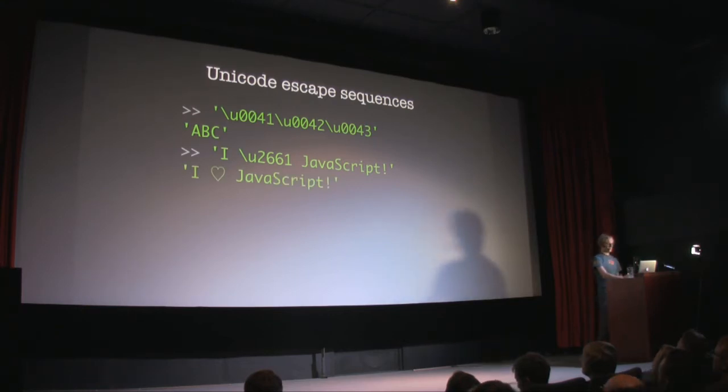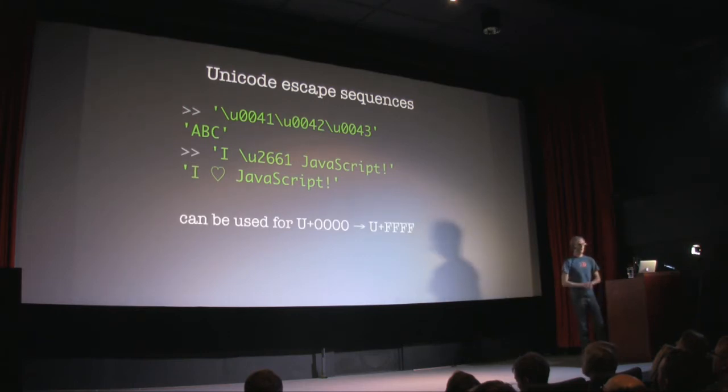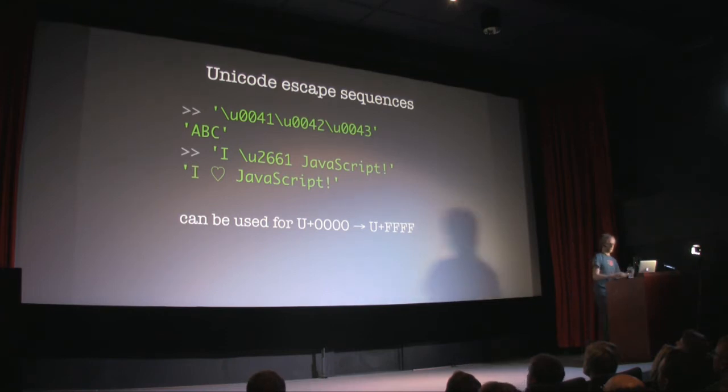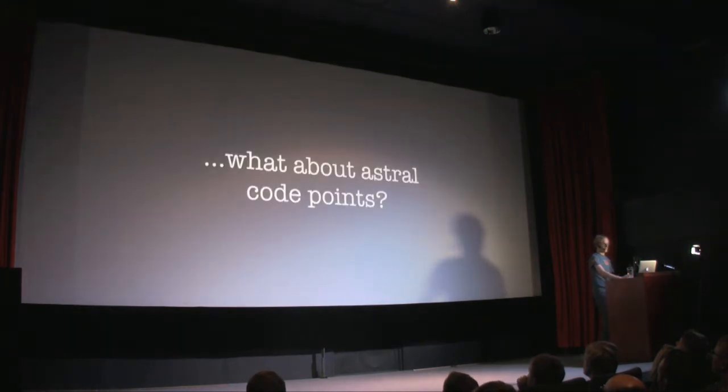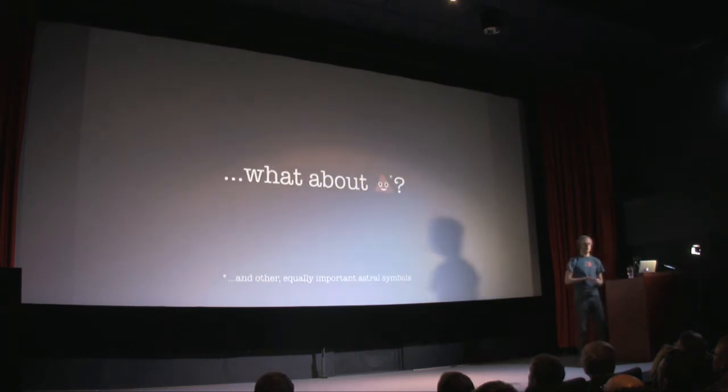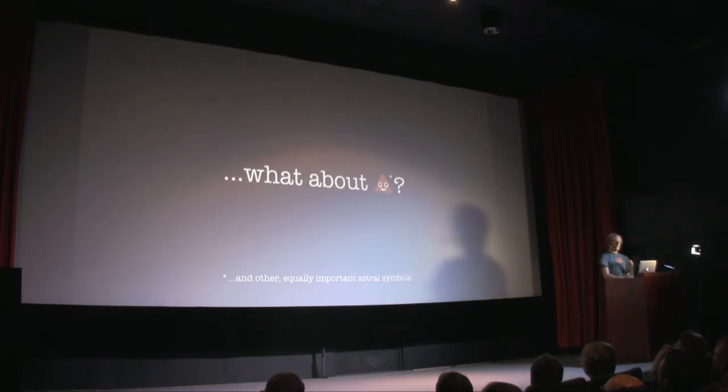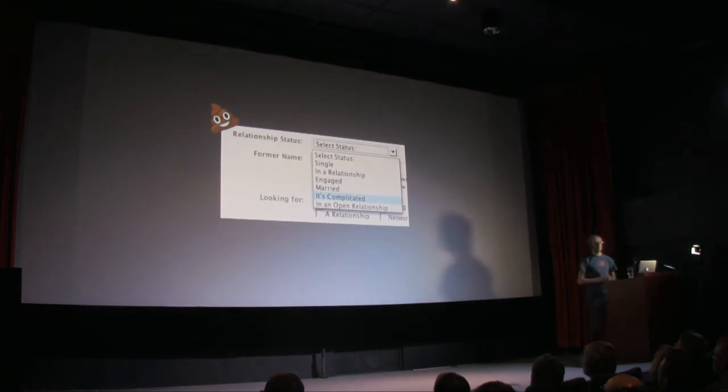So sure, this is useful. We can use this for all the BMP code points. But what about all those other code points? What about the astral code points and the astral symbols? How do we escape those if we can only use 4 hexadecimal digits at a time? So another way of phrasing this question is, what about our friends, the pile of poo, and equally important astral symbols, of course? Well, the answer is we can actually represent them, but it's kind of complicated.